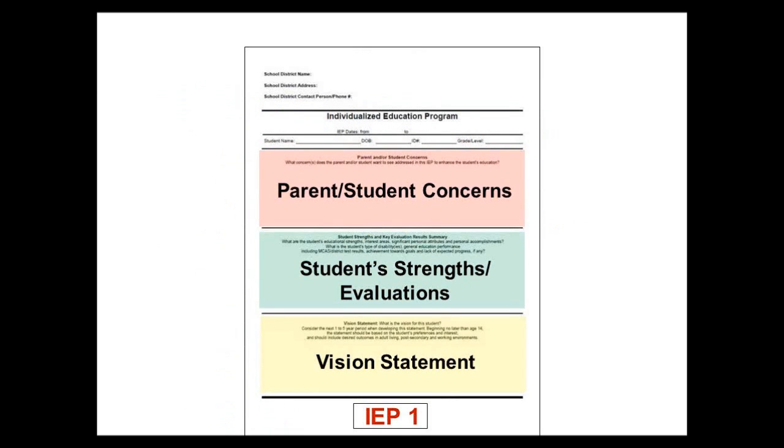This is IEP 1 on your writing guide. If you have your writing guide in front of you, the first page is a flow chart about eligibility. Turn it over to the next page.